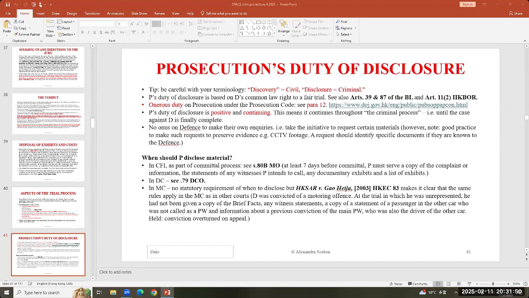So as to when the prosecution should disclose material, there are requirements under the Magistrates Ordinance and then the District Court Ordinance, but no statutory requirements in the Magistrate's court. But in practice, the prosecution will or should always aim to disclose their material as soon as possible, because the risk is if they don't, then the defense will just ask for an adjournment to consider the evidence with cost consequences to the defense.